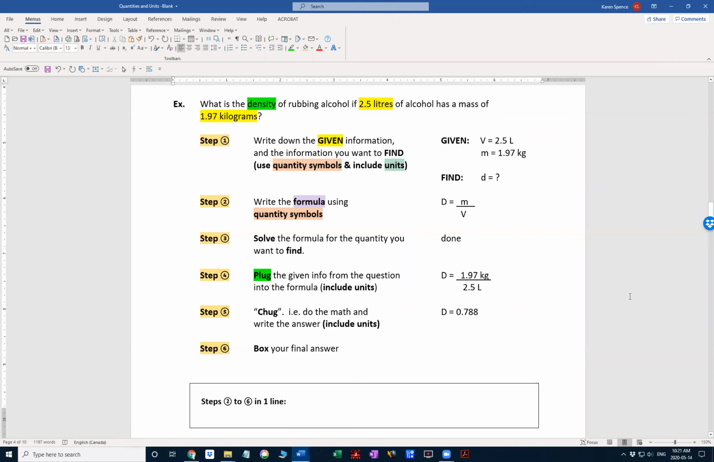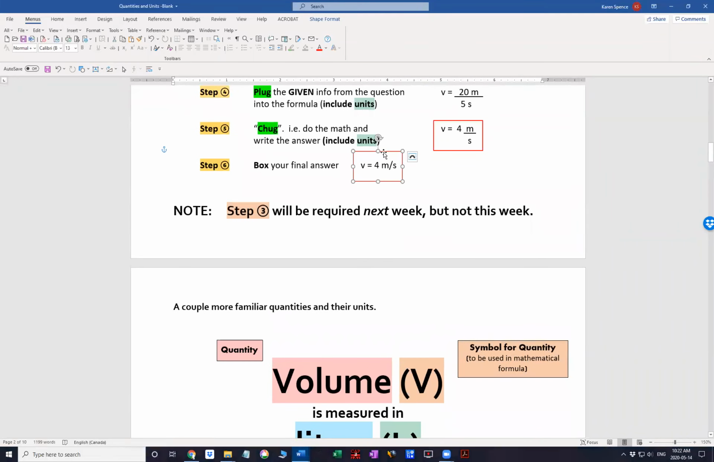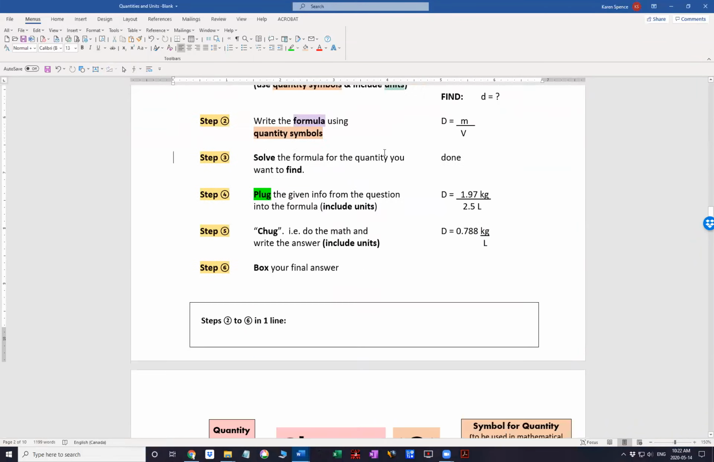I am missing the units, absolutely. So I have to write that in. Kilograms, whoops, kilograms per liter. Or I could write it as kg/liters. And then I am going to cheat by grabbing a box. Box my final answer.